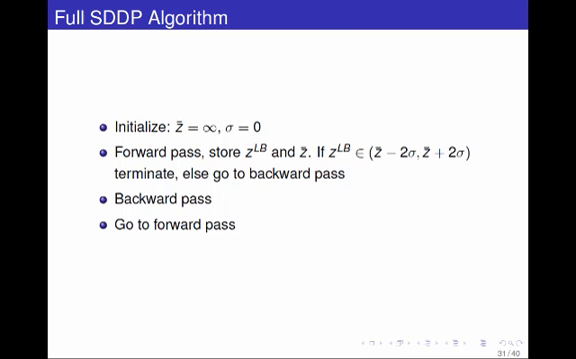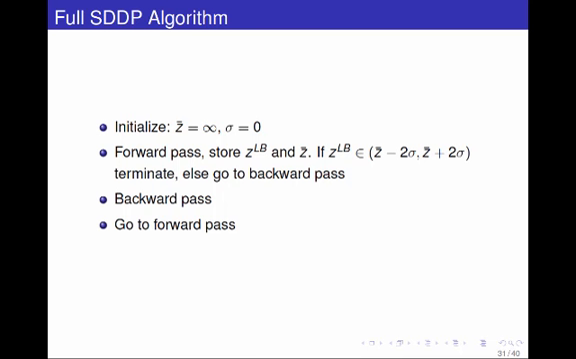We initialize our upper bound as infinite. We start with a forward pass. We store the lower bound, which is the objective function value of NLDS11. If it's in this interval, we stop. It can't be first time around. If it's not in this interval, we go to the backward pass.